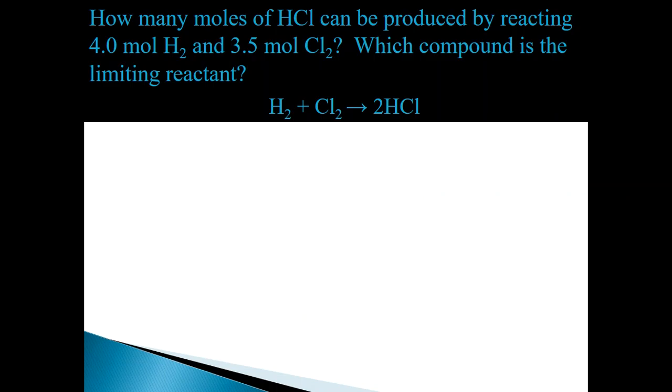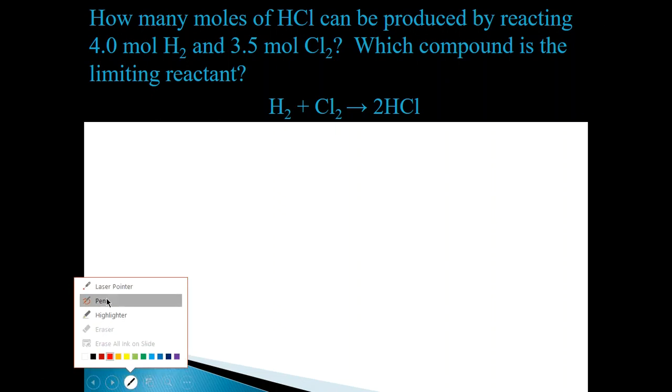All right, so we're going to go through a couple of examples. In the first example, they gave you the balanced equation and they're asking how many moles of hydrogen chloride can be produced by reacting 4.0 moles of hydrogen and 3.5 moles of chlorine. The question is also asking which reactant is the limiting reactant. So let me go to my pen function here.